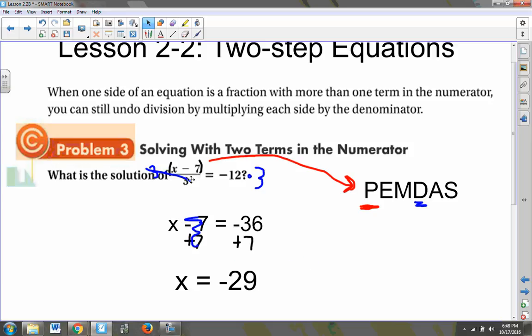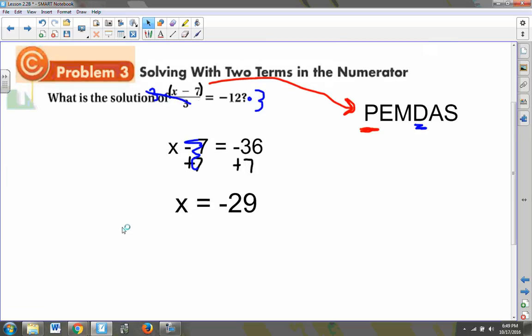Negative 29 because I undid the dividing by 3. The bottom of that fraction, I got rid of that first, and then I added 7 to both sides to isolate x and get it all by itself. So when we see a variable with a plus or minus on the top of a fraction, the first thing we have to undo is the bottom of that fraction by multiplying both sides by the denominator. Then we can undo the adding or subtracting that's happening on the top of that fraction. Okay? So this kind of flips the order from yesterday, but it doesn't really, because remember we're thinking of the top of this fraction like it is in parentheses.